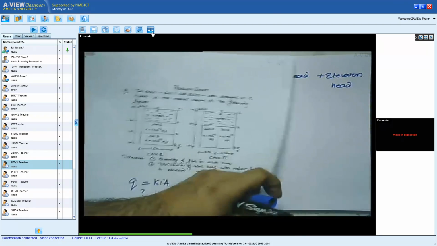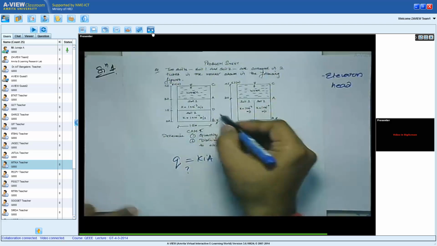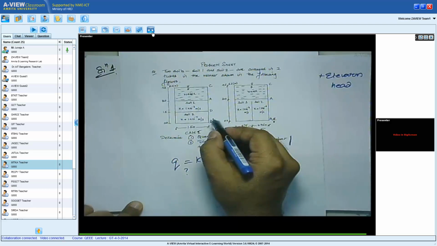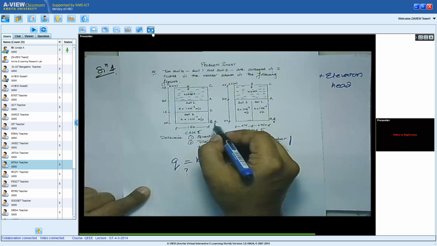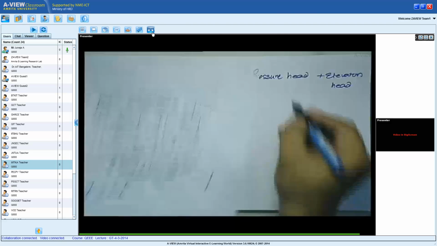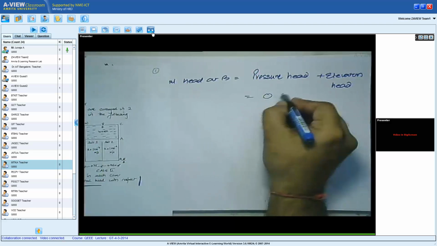Let me bring back the figure. What's the pressure head at B? If I insert a standpipe, the height of water in this standpipe is the pressure head. So in fact, it is 0. And the second part, elevation head: I take B as datum, so in fact, elevation head is also 0.